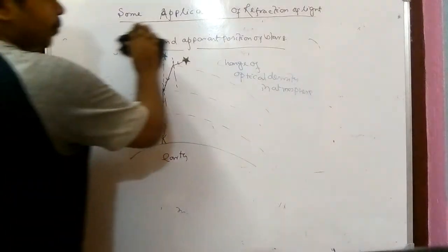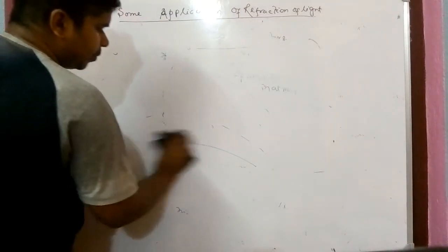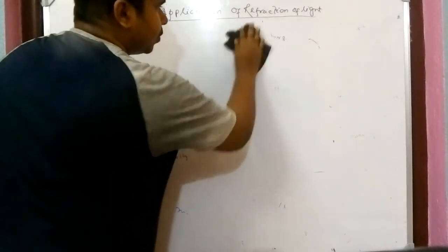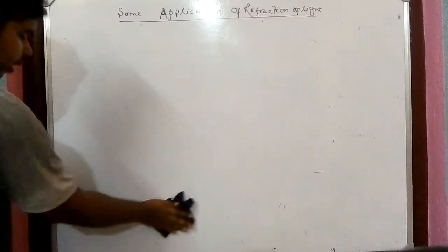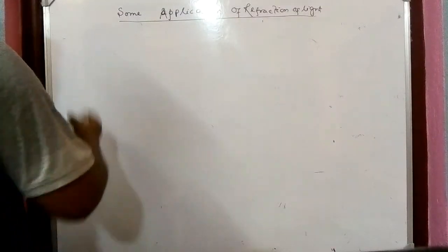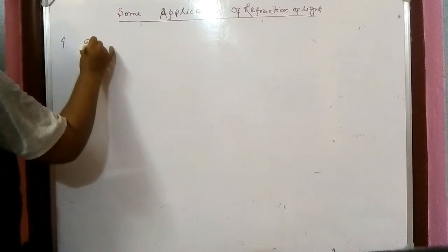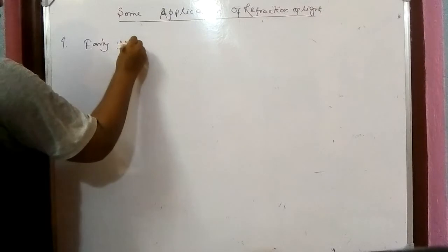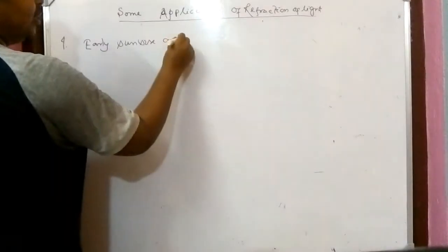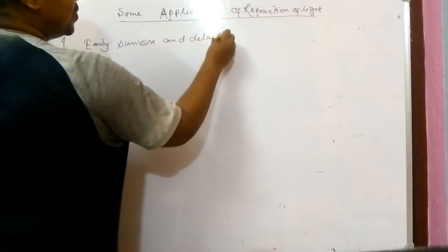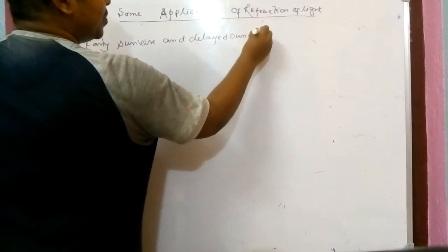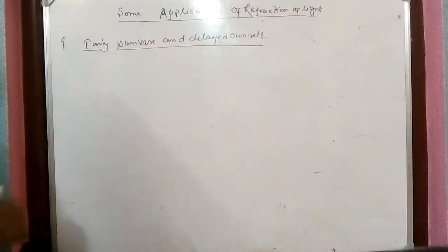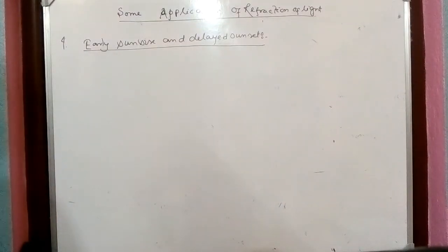Okay, last application for today, then it will be over. What is the last application? Let's see. The last application is early sunrise and delayed sunset. Due to the refraction of light, we feel that we are able to see the sun before the sun rises. You must be asking, sir, how is it possible?